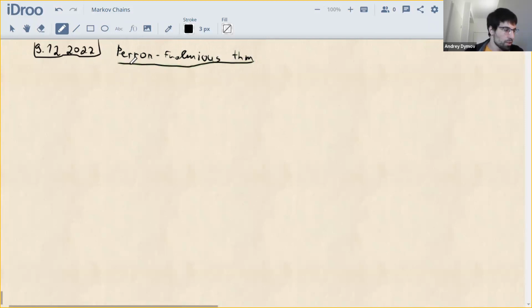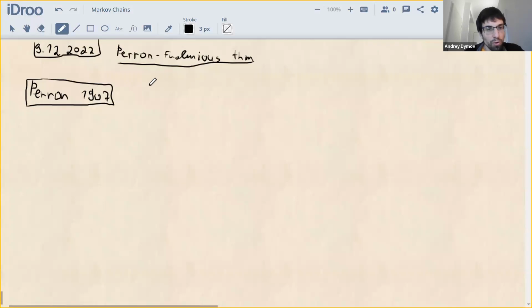This is first proven by Perron in 1907. Of course, he proved this by means of linear algebra. He didn't use Markov chains because they were just created at around this year by Markov. So this theorem, of course, can be proven by purely linear algebraic methods, but we will discuss some simpler proof which is available because of the Markov chains.